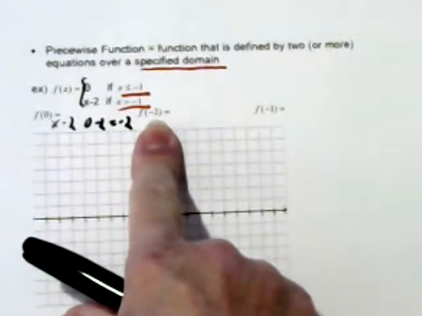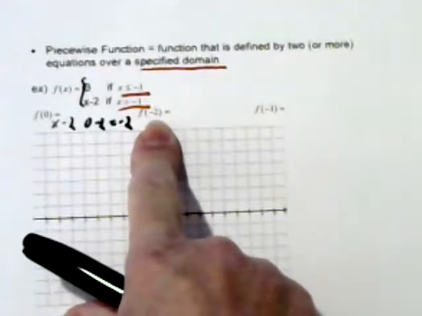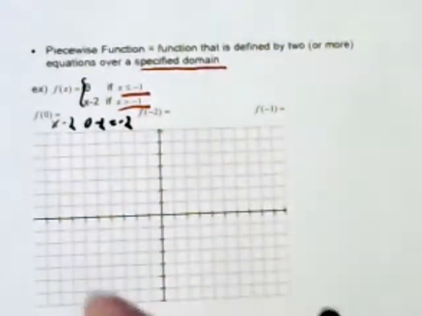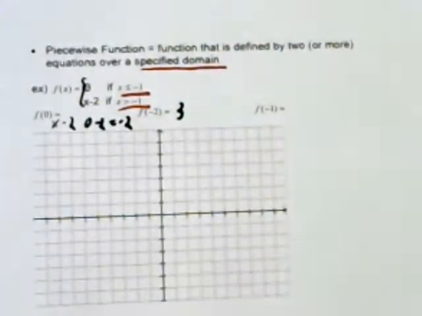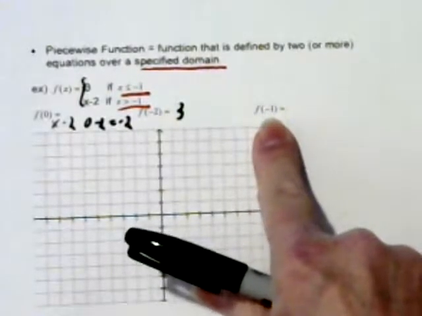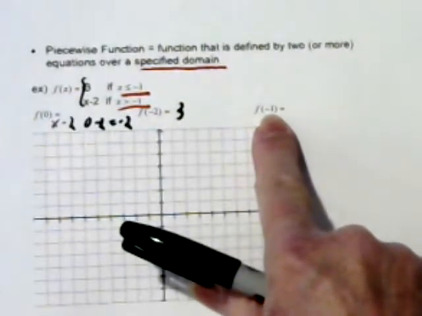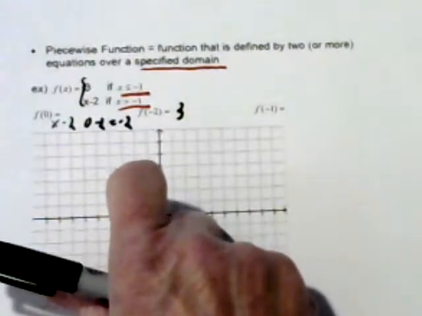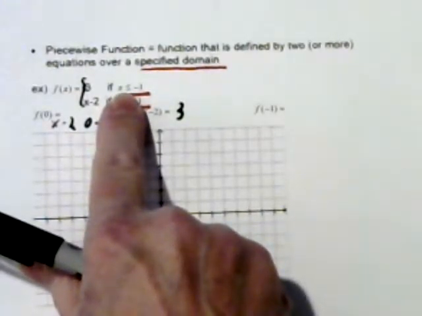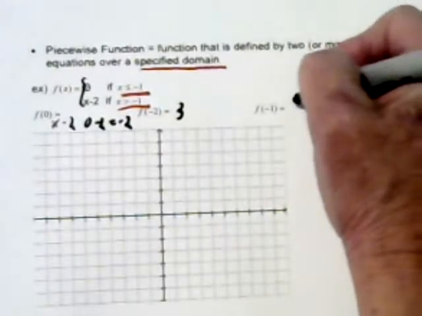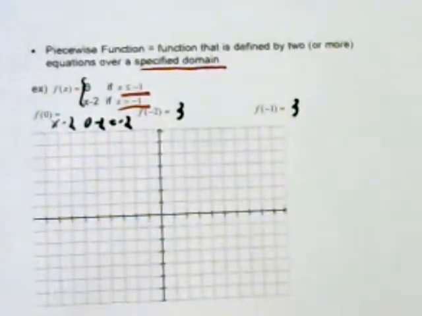Now take a look at f of -2. Again, we have to consider where this -2 is in regard to -1. Is it less than or is it equal to? -2 is less than -1. So we're going to be in this part of our piecewise function, so our y value is going to be 3. The last one is taking a look at f of -1. x is -1. Going back to our equations, we see that if x is less than or equal to -1, yep, we're equal to -1, so our 3 is going to be the value of our function.